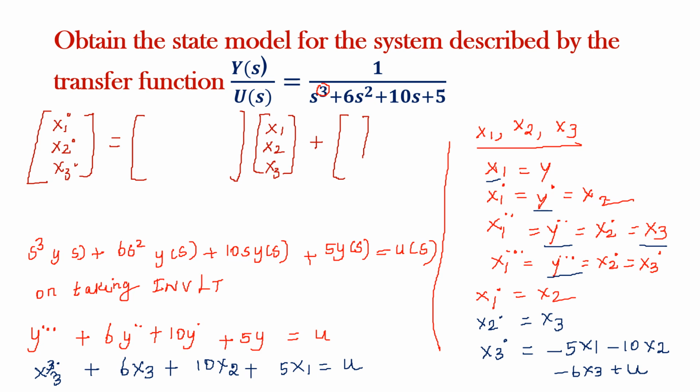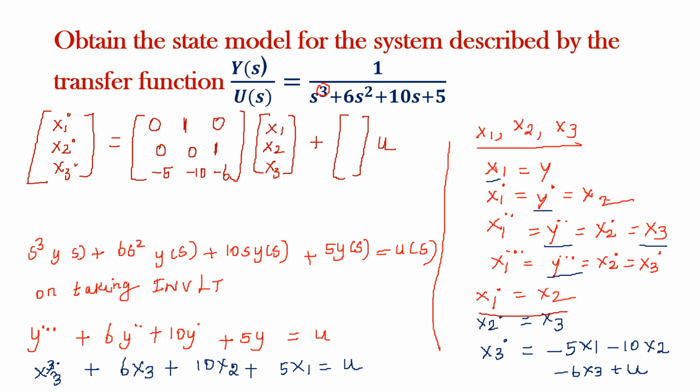Here is the matrix, then write u. So what is x1 dot? x1 dot is x2. So instead of x2, you have to put 1, and the remaining terms are set to 0. Then x2 dot. What is x2 dot? x2 dot is equal to x3. So here for x3 put 1, remaining terms are set to 0. What is x3 dot? x3 dot is minus 5x1 minus 10x2 minus 6x3.